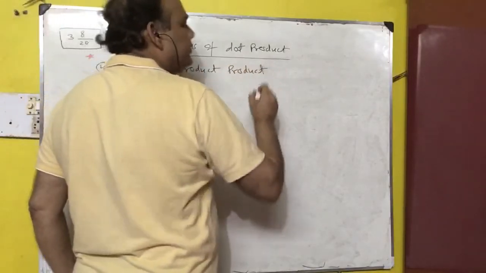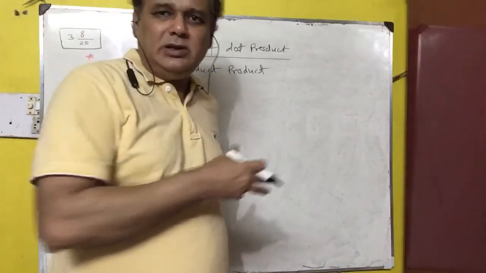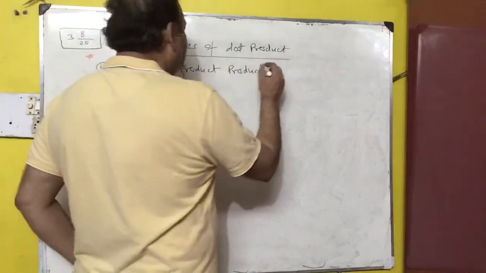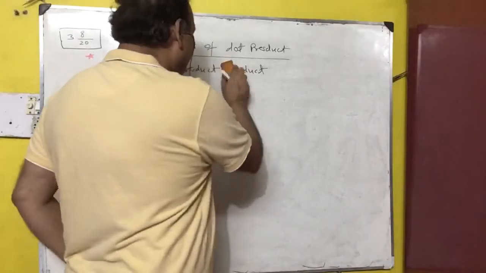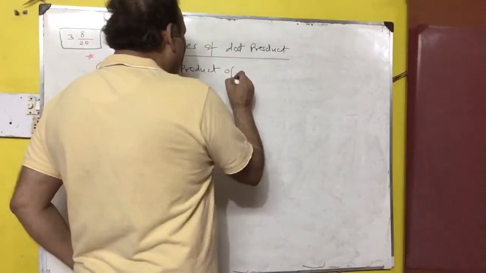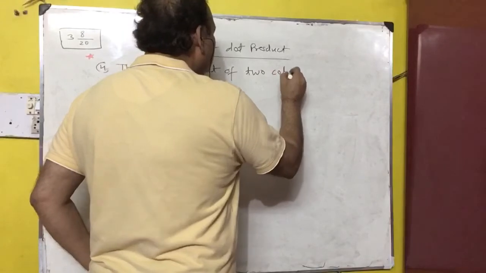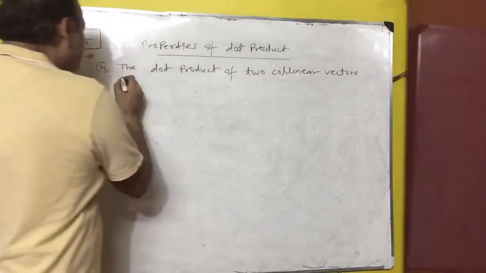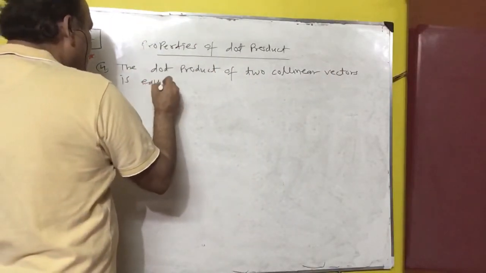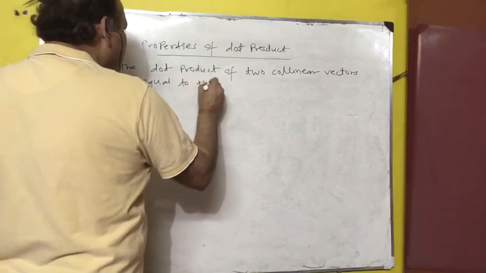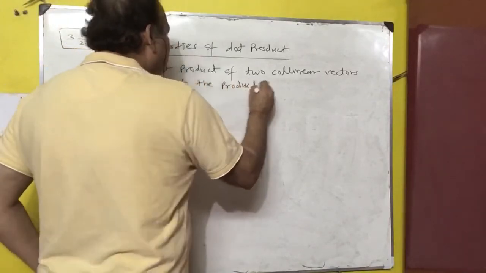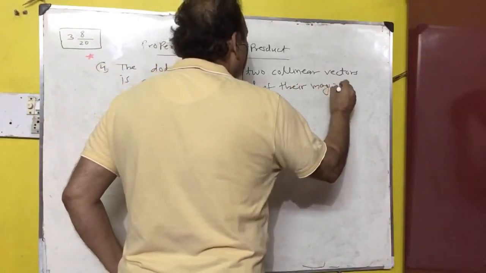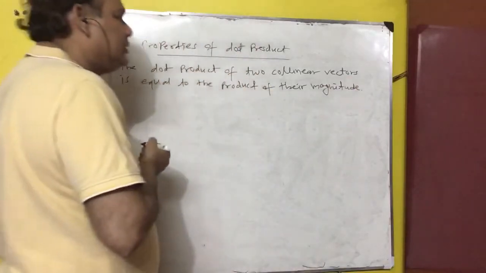हाँ, कोलिनियर मीन्स in the same direction or in the opposite direction. Any theta is 0 degree or 180 degree. The dot product of two collinear vectors is equal to the product of their magnitude. ये बहुत इंपॉर्टेंट है, कमाल करेगा देखने में.